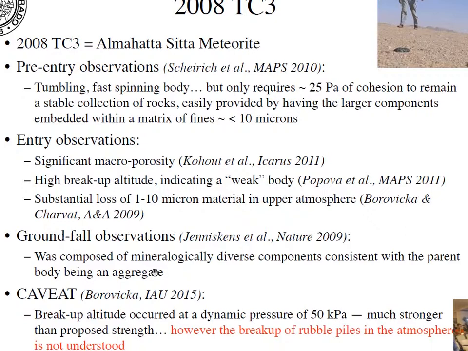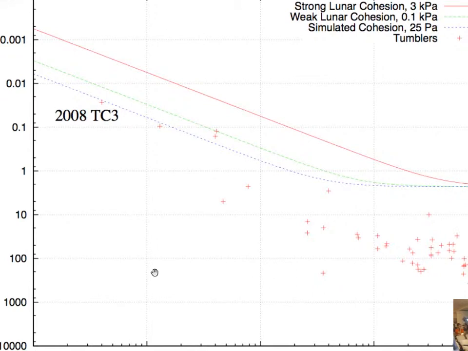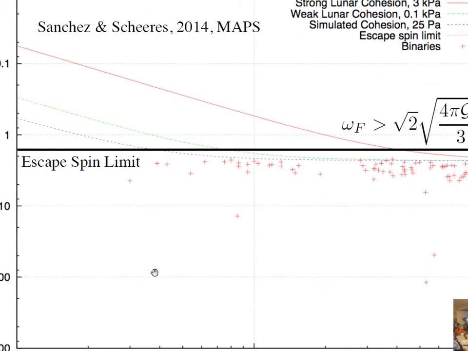This one has caveats because we really don't understand what happens when a rubble pile hits the atmosphere at very high altitude. But this is another piece of potential evidence. And here's 2008 TC3 on this chart, and it actually lies below the 25 Pascal line. In fact, there are other tumbling bodies that are spinning close to this line.